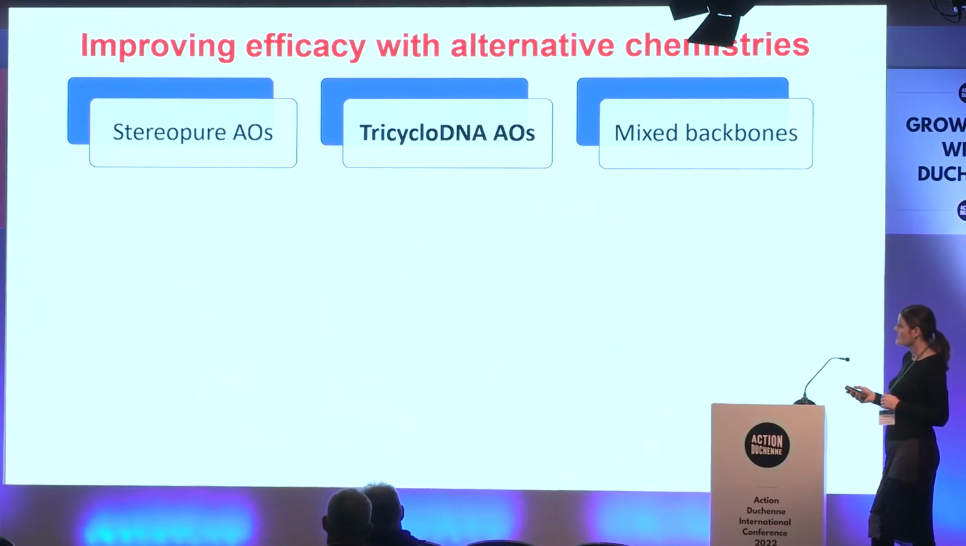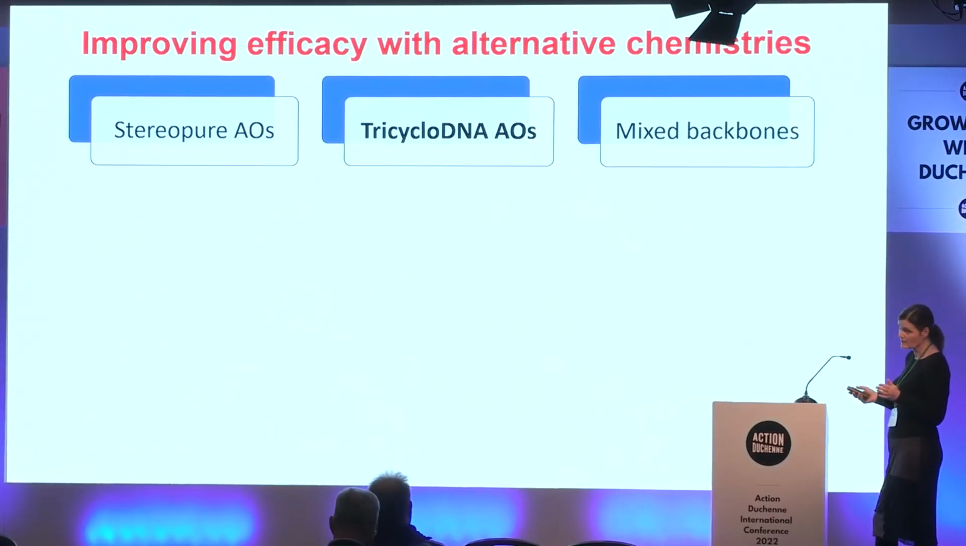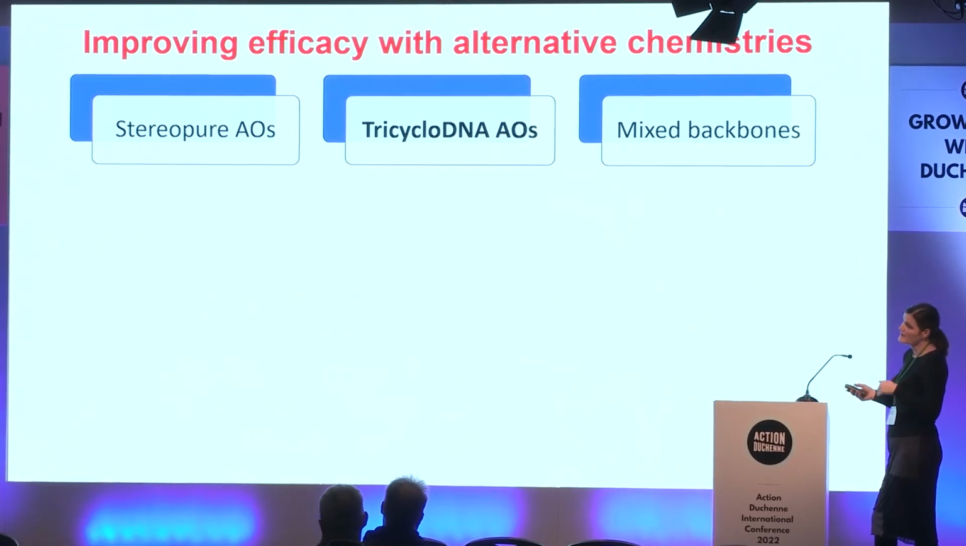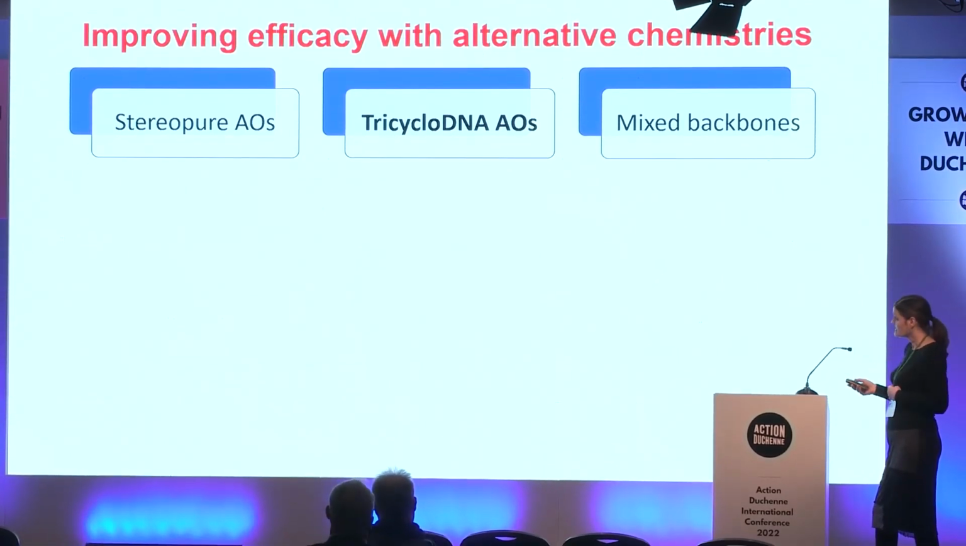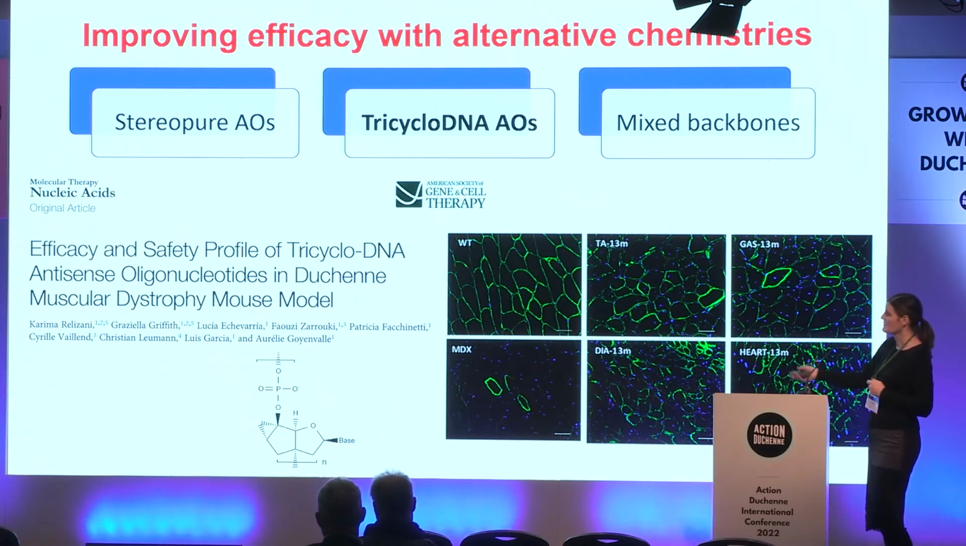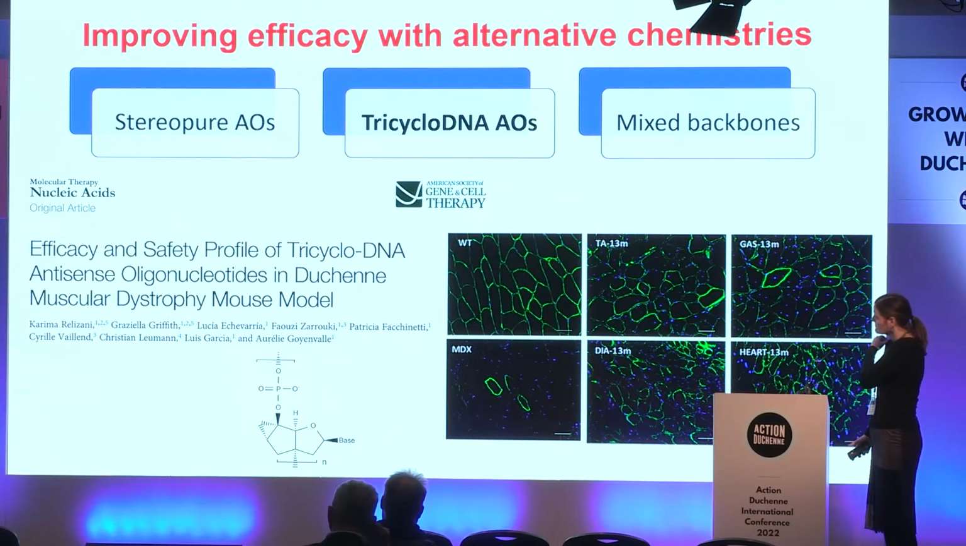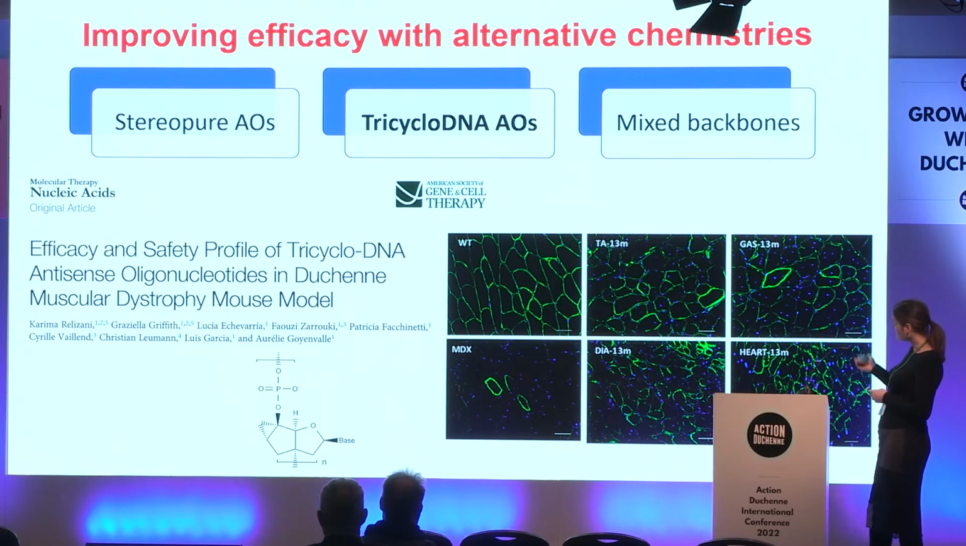So now switching to the tricyclo DNAs. This is a completely different chemistry. I should have said Wave is using the PMOs. So tricyclo is a different chemistry. Don't worry too much about what it looks like, it's just a different chemistry and it's cyclic. Aurélie Goyenvalle has developed this with Christian Leumann and tested it in the mouse model and is able to show good restoration of dystrophin, shown in the green, and was able to show that it targeted the brain dystrophin, so it seems to cross into the brain, which is important for cognitive defects.